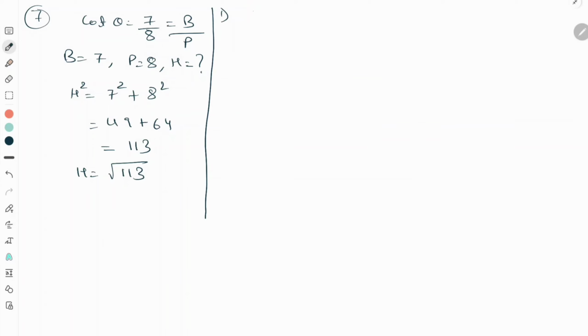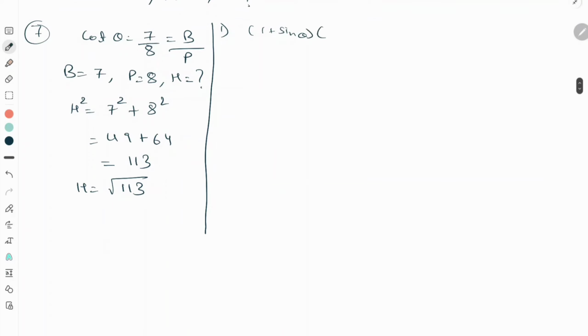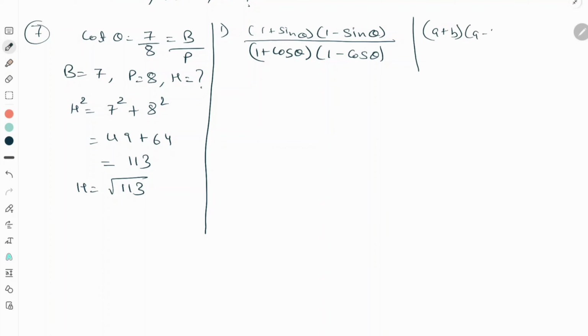So part 1 is 1 plus sine theta, 1 minus sine theta, over 1 plus cos theta, and 1 minus cos theta. Now in this equation, first we can use the property: a plus b times a minus b is equal to a square minus b square. So this equation will become 1 minus sine square theta over 1 minus cos square theta.